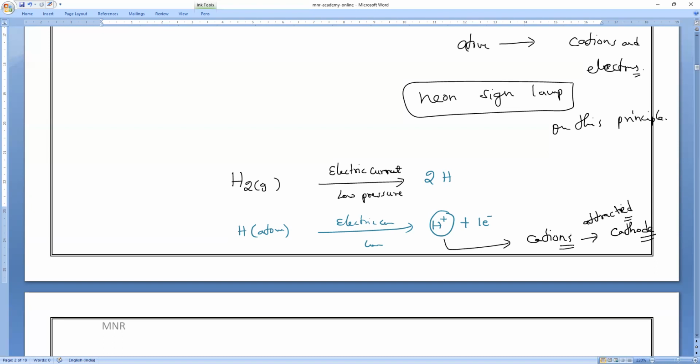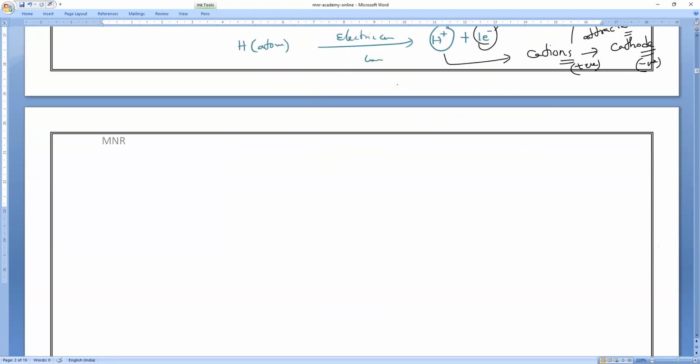Attracted by whom? Cations are positive charge. Cathode is negative charge. So cations are always attracted by the cathode. And electrons are attracted by whom? Electrons are attracted by the anode. Anode is positive charge and electrons are negative charge, opposite charge. Please learn that.